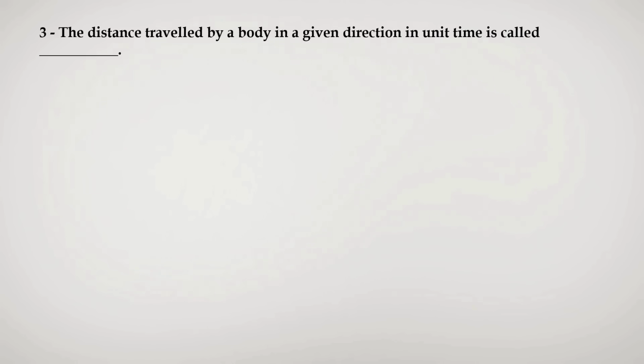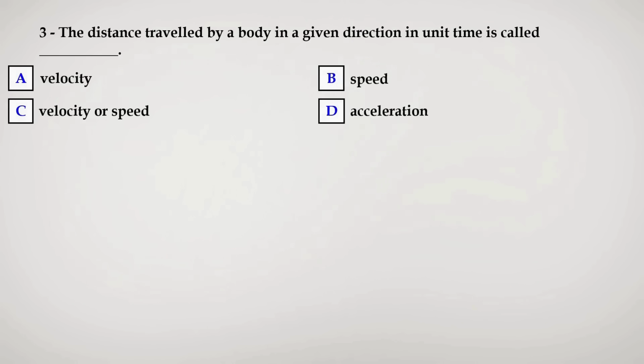Question 3. The distance traveled by a body in a given direction in unit time is called what? The correct answer is velocity. Speed tells us how fast an object moves, but it does not include direction. Velocity, on the other hand, is speed with direction. Since the question clearly mentions distance traveled in a given direction, the correct term is velocity. So, the correct option is A, velocity.